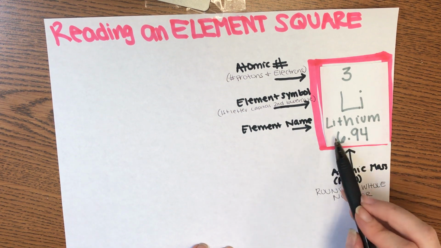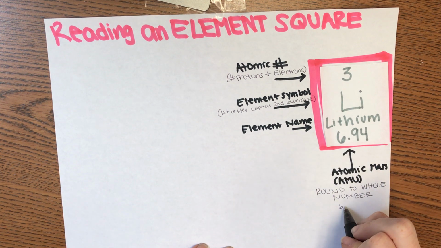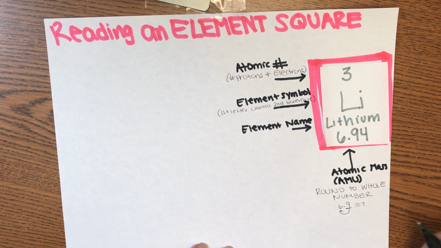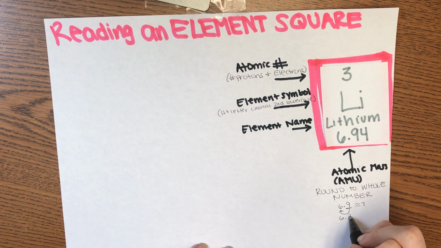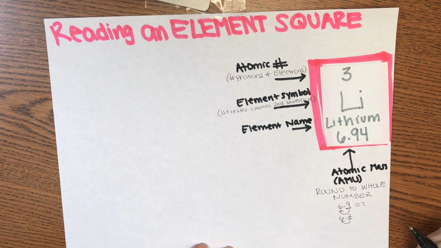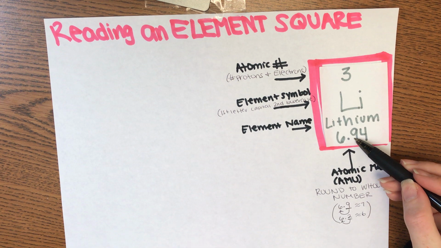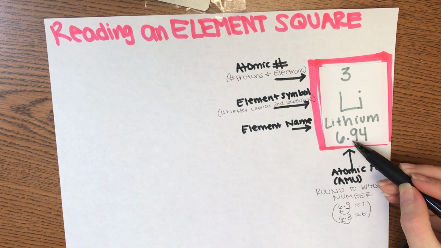So this is how it'll read on the periodic table. But if we have 6.9, we look at the number after the decimal, and we would round this to 7. If our number was 6.2, because this number is under 5, this number here would stay the same. That's just our general rounding rule. So we always round our mass to the whole number. So in this case, the atomic mass that we would be dealing with for lithium would be 7.